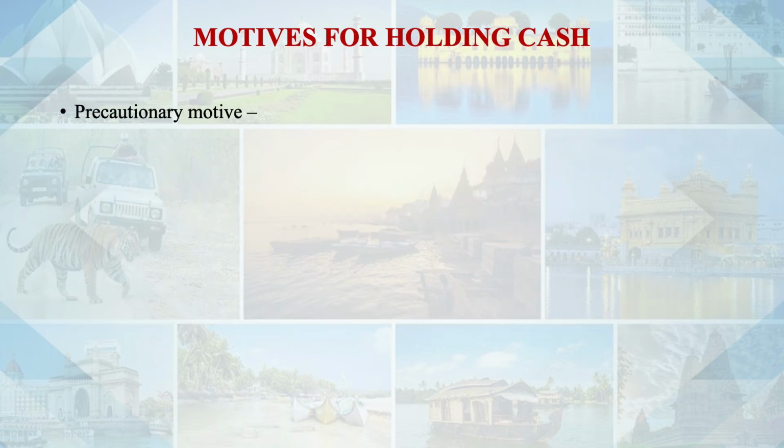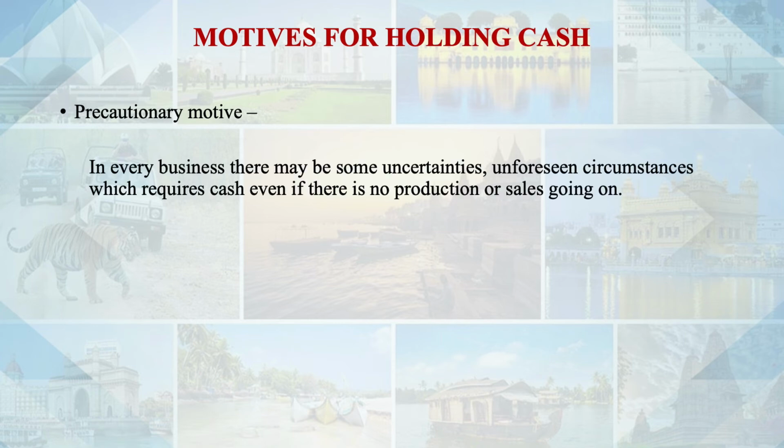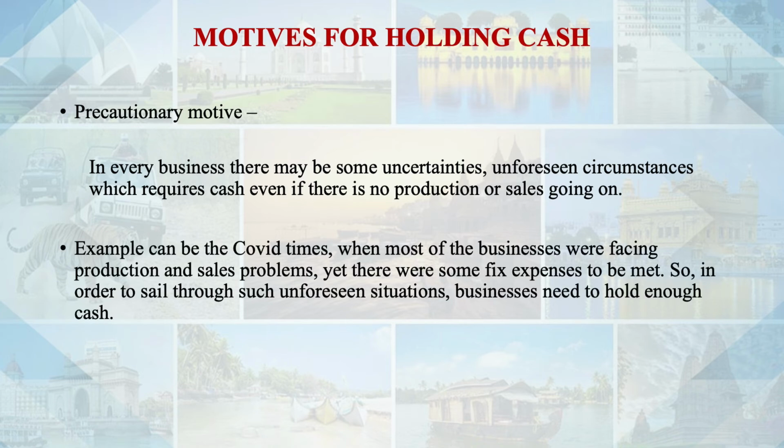Next is the precautionary motive. In business, there are some uncertainties also. So in order to deal with those uncertainties, we need to have some cash. The best example can be the COVID times, when all the businesses were facing uncertainties. We came across various organizations which could not pay salaries to their employees, as well as reports about some organizations which were paying regular salaries even during the COVID times. So what is the difference?